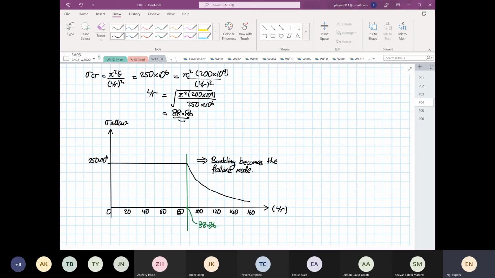What does it mean? It means that you have to consider what? Buckling. You cannot just look at the allowable stress. If it's less than 88.86, your design criteria is different. When it's less than 88.86, you can use stress allowable equal to P over A, or you can use deflection equal to PL over AE.